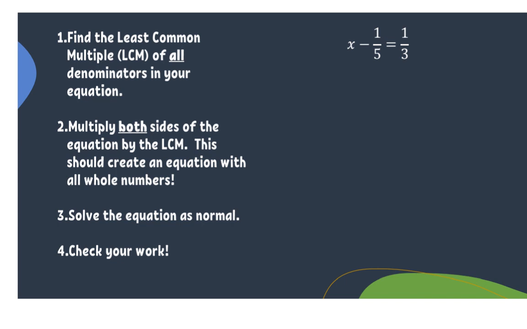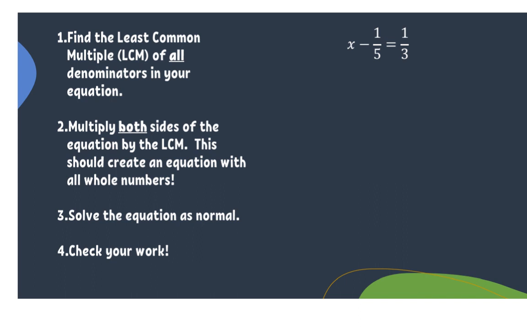Now I've got the steps over on the left-hand side, so you see them in advance, but we're going to go through them one by one. The first step is going to be finding the least common multiple, or the LCM, of all the denominators in our equation. Now, one kind of tricky thing is there are some denominators that you can't see. I call them my invisible ones.